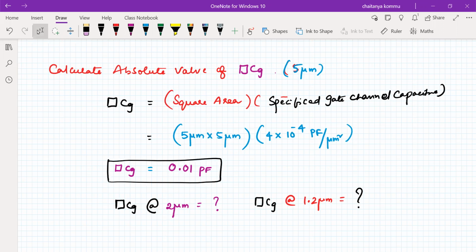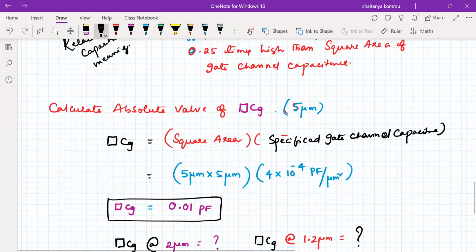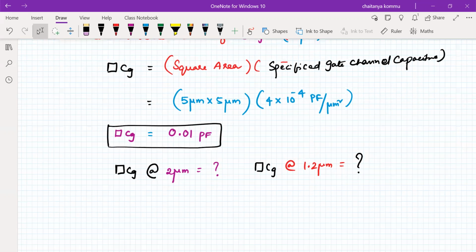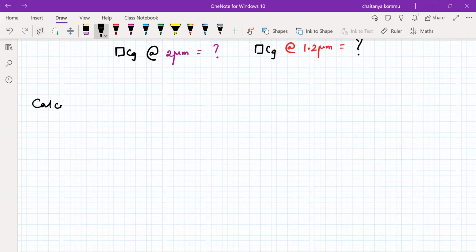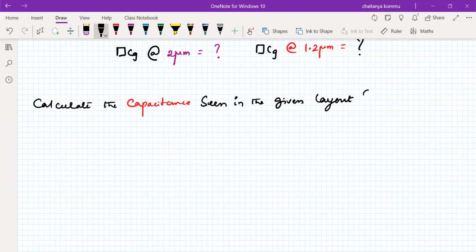So, for example, what is the absolute value of this one? I have to replace it in terms of the square CG with the help of 0.1 femtofarads, and then I will get it. Now let us calculate the capacitance seen in a given piece of layout or layer, whatever it may be.